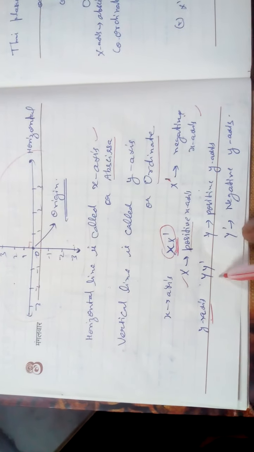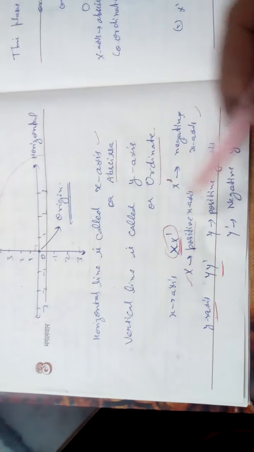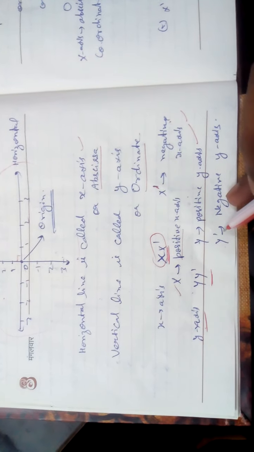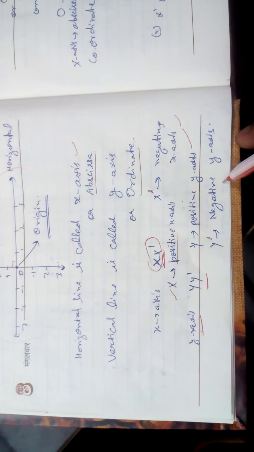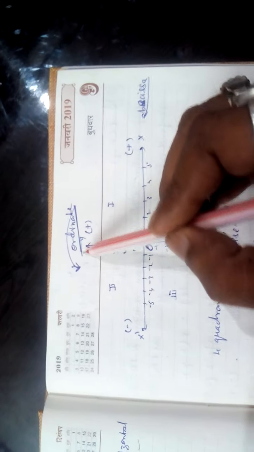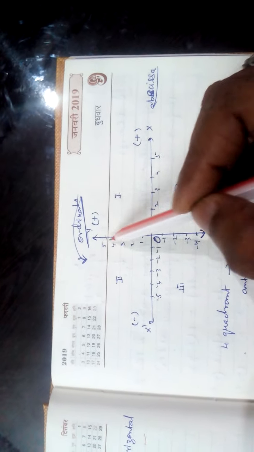The y-axis is also named y dash. The top positive portion indicates y and the negative indicates y dash. Y dash means the negative y-axis. It is y and it is y dash.